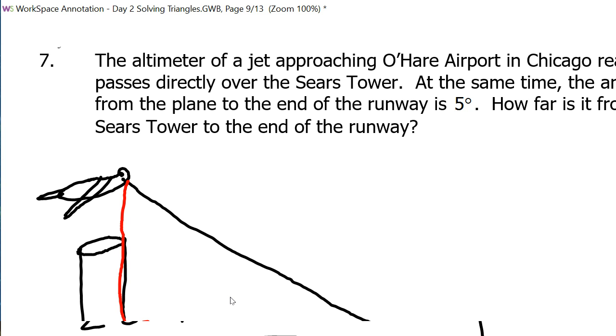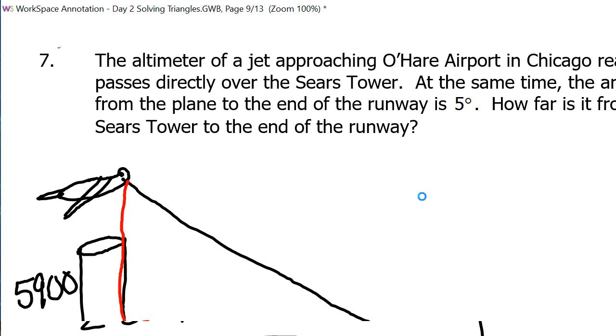Now I need to fill in the values that they gave me. The altimeter measures your altitude. And what is altitude? Height. The height of the plane, how many feet up in the air it is: 5,900. So the altitude of the plane is 5,900. And they told us the angle of depression from the plane to the end of the runway is 5 degrees.